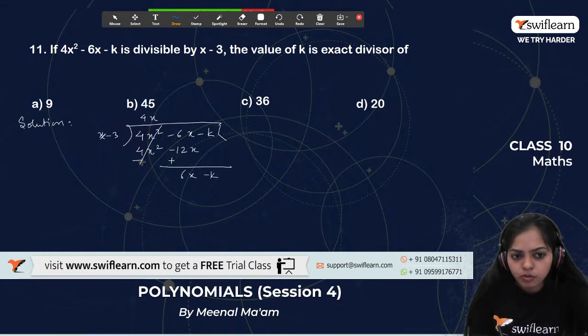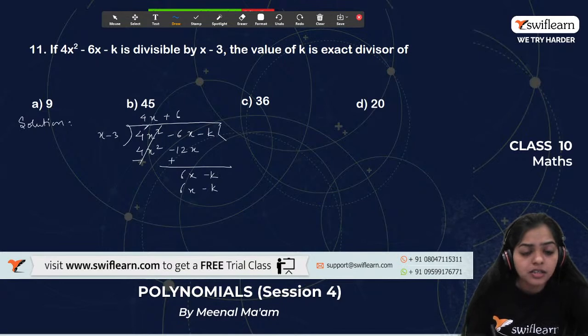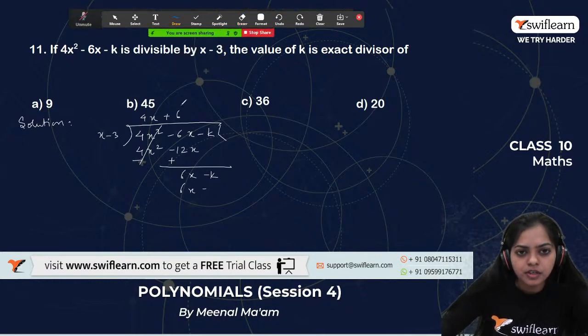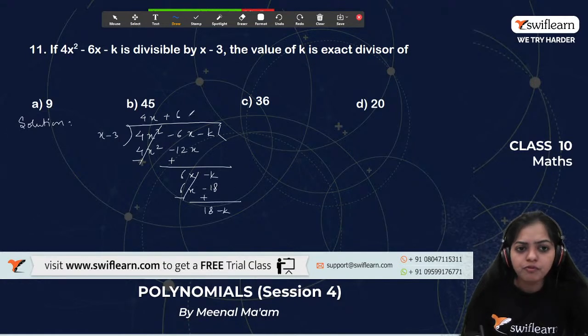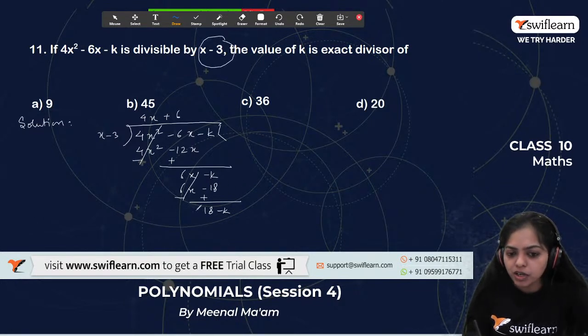Now what do I have to multiply to make it 6x? Multiply by 6. So 6 times x minus 3 gives 6x minus 18. This becomes 6x and this becomes minus 18. So this got cancelled and this becomes positive. So we are left with 18 minus k. And we know that this is divisible by x minus 3, that is, the remainder will be equal to 0. Got it? So the value of k will be what?